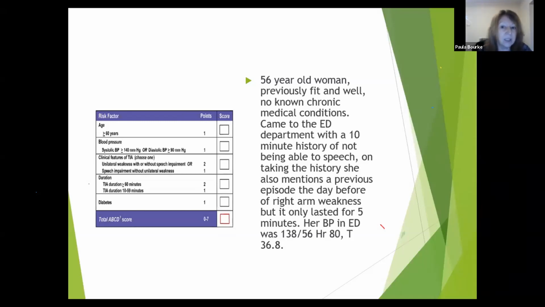If she turned up in ED, I would not be sending her home from ED. I would be admitting her and investigating her very quickly. I'd want to know what her arteries were doing. I'd want to know what her heart was doing before we'd ever let her home.